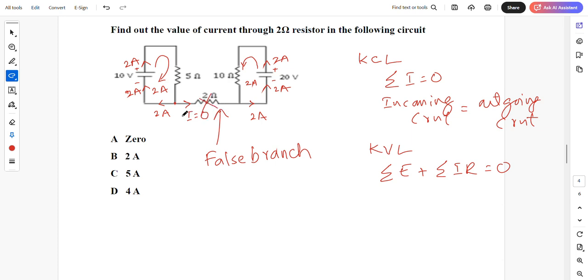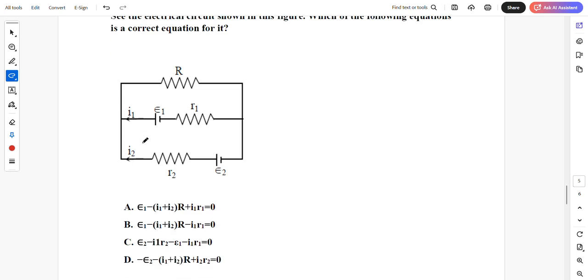Whenever you have a single branch between 2 loops, no current will flow through it, because this is based on both the law of conservation of charge and the law of conservation of energy. Whatever current is leaving from the positive terminal of the battery, the same current should flow into the negative terminal of the battery. Therefore current here is 0. Current flows through these 2 amperes. Understood?